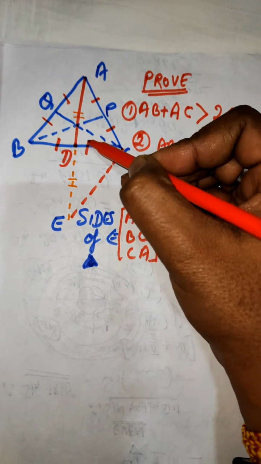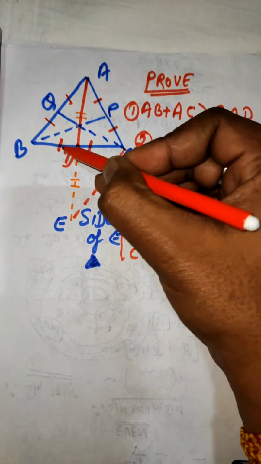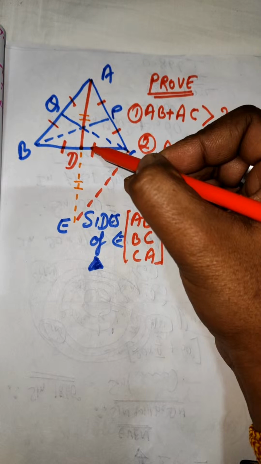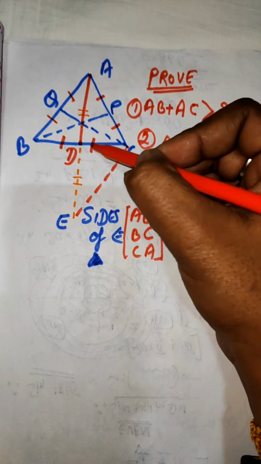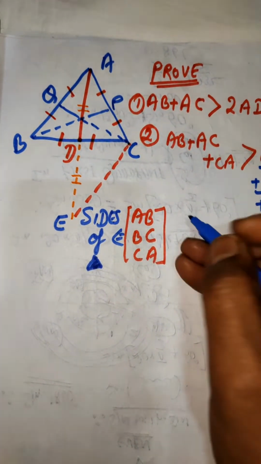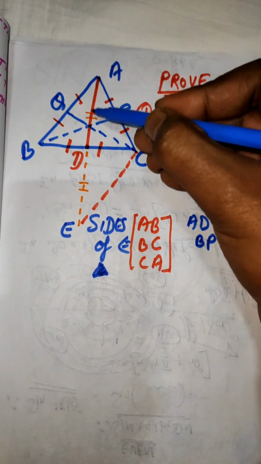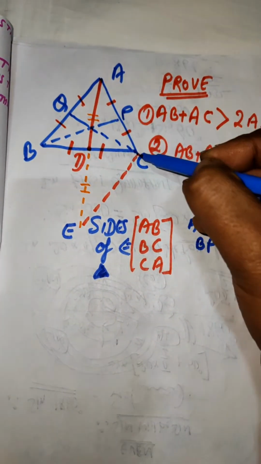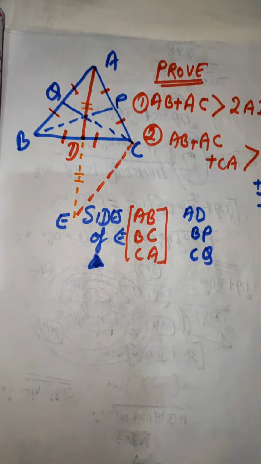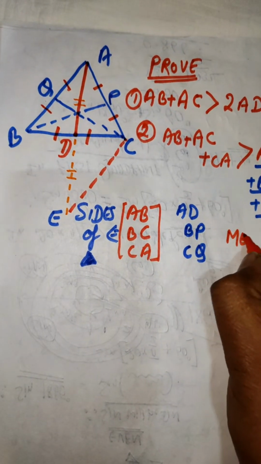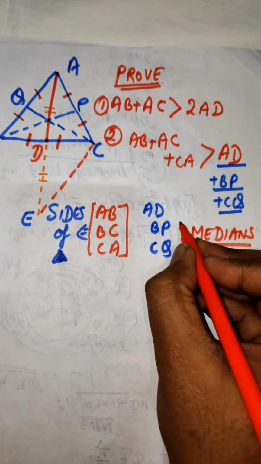Why am I just writing it with this line? Do you know, students? Because AD is dividing BC equally. This is the property of a median. A median divides the opposite side equally. And just naming them: AD, BP, AD is this one, BP is this one, and CQ is this one. AD, BP, and CQ. These are medians.